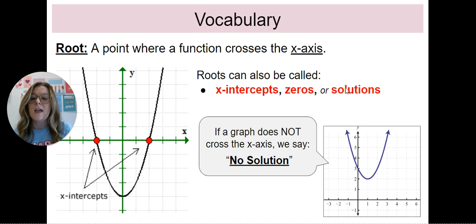All right, so then what happens if it doesn't cross the x-axis? This guy doesn't cross over the x-axis at all. We are going to say no solution or no roots or no x-intercepts. Usually we write no solution. Okay, on to the next.